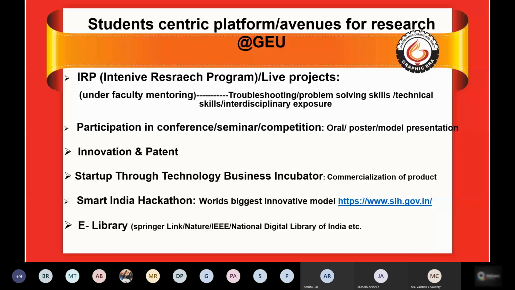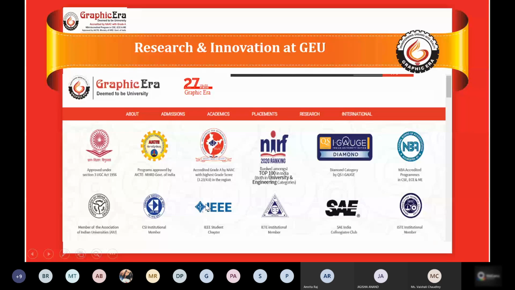Okay, so this slide is showing the achievements of Graphic Era, where I've put the different monograms. Here it is saying that it is UGC approved, right? And it is UGC approved under Section 3 of the UGC Act 1956. Then the programs are approved by AICTE, MHRD, Government of India. Likewise, our B.Tech Biotechnology program is approved by AICTE. Then we have a NAAC accreditation, which is highest in this area next to IIT Roorkee.